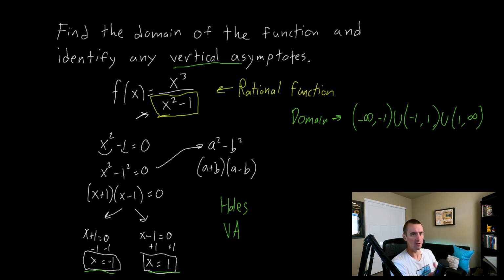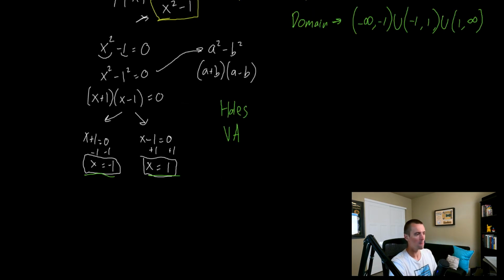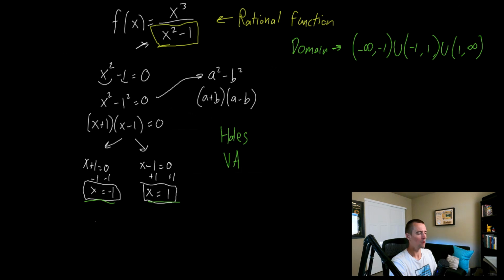How you can figure out which is which is basically by factoring out the whole numerator and the whole denominator. Okay, so we factored out the denominator and we figured out that our function f of x in this case is equivalent to x cubed over x plus 1 times x minus 1.